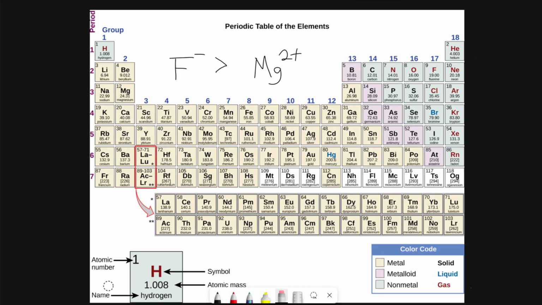And so whenever 2 ions are isoelectronic, whichever one has a higher proton count or higher atomic number, given that they have the same number of electrons, will have the higher effective nuclear charge, and therefore will be the smaller in radius.